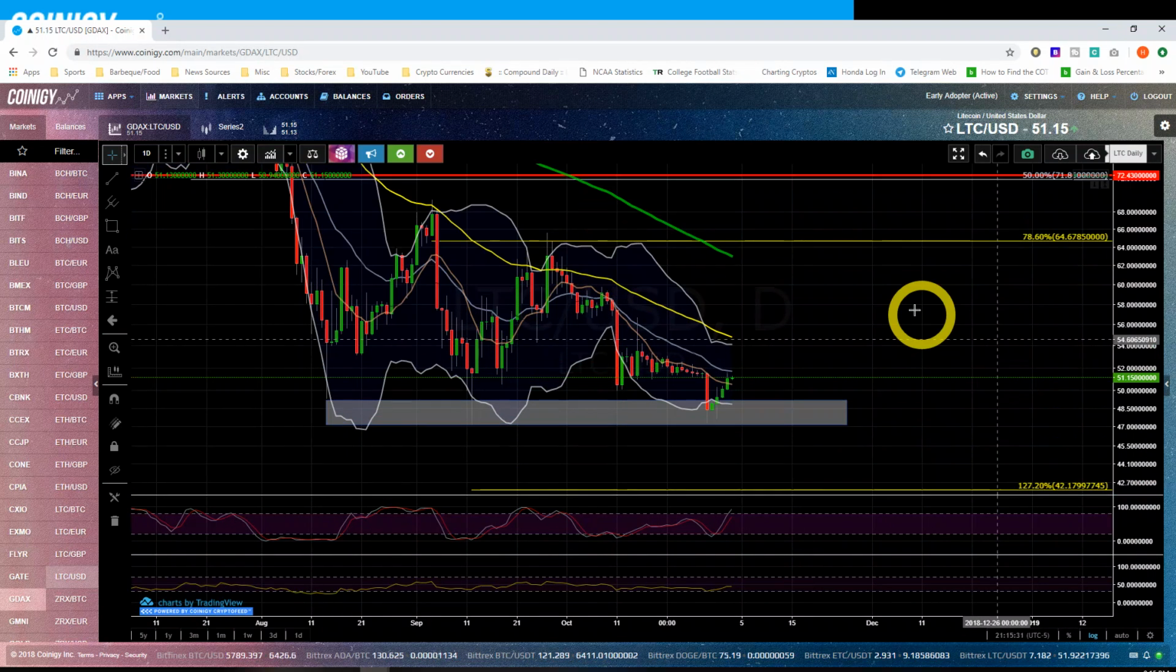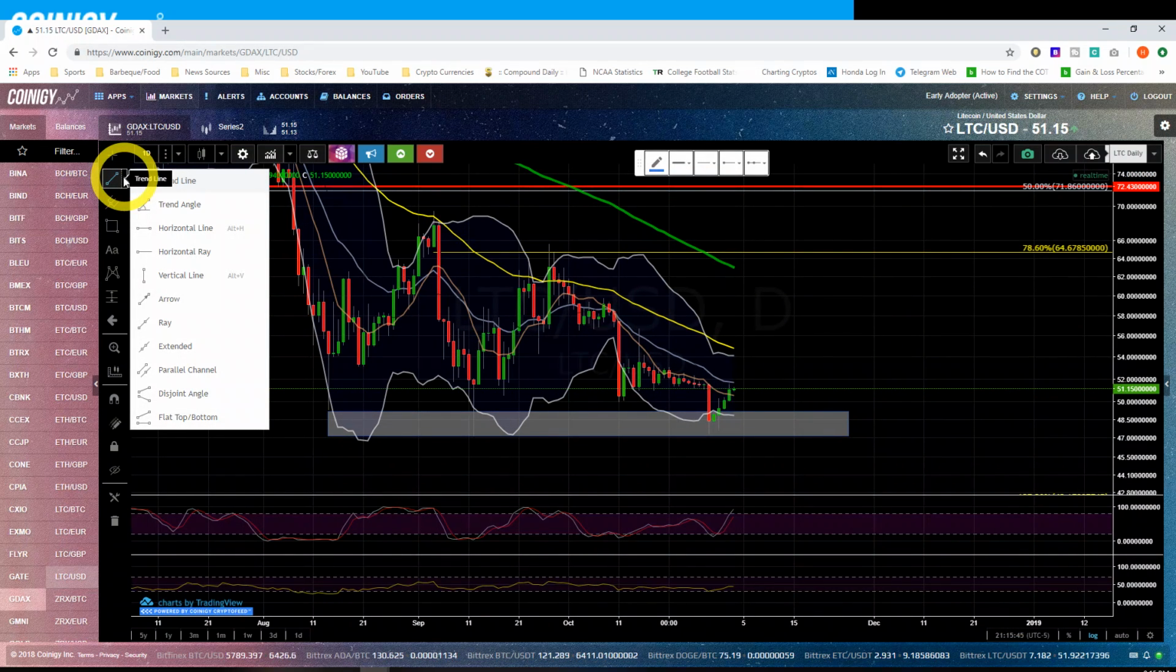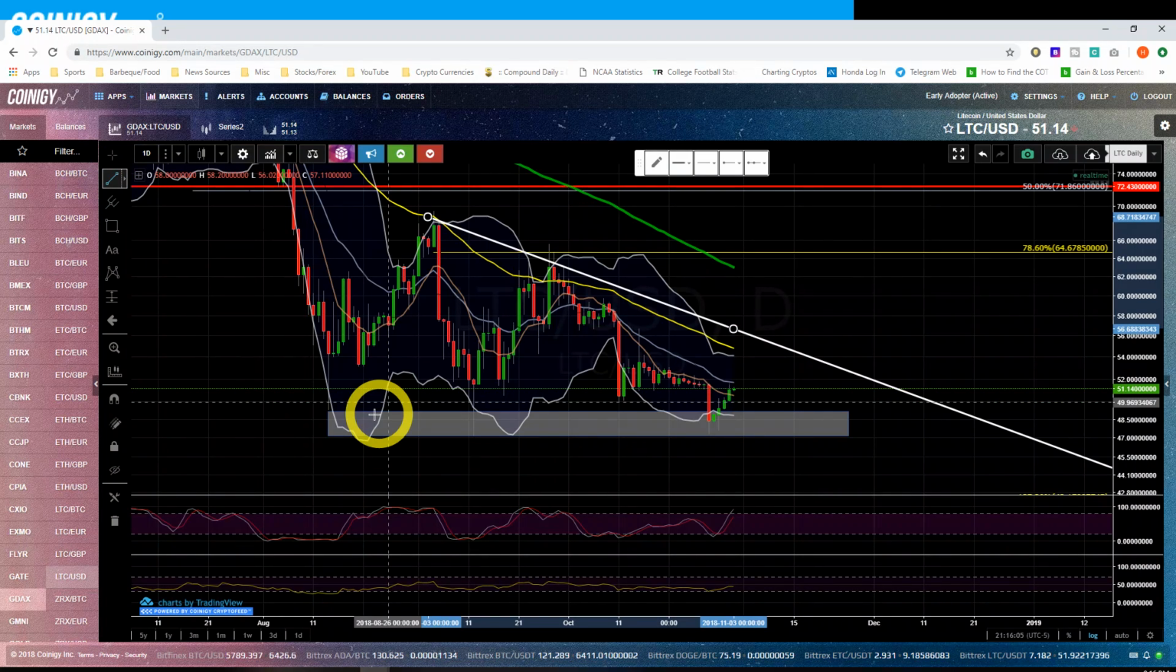But this was also one that I mentioned that looked like it could have a potential pattern, and I'll draw it. All right, I'll just do it this way. If you wanted to draw up Litecoin based on the bodies and not the wicks, you've got a falling wedge, right? Based on the bodies of the candles, not the wicks. So you've got a falling wedge.